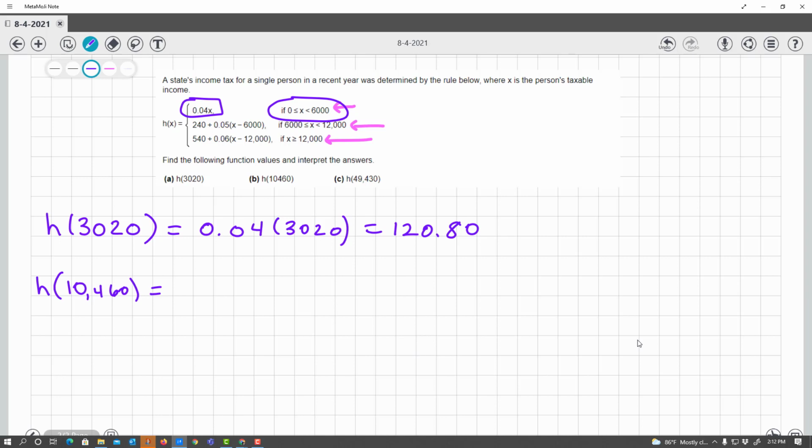Continuing on with these, again, you just have to make sure that you are in the right interval. So let's clean that up because it's in my way. And now I can see here that if I have 10,460, it looks like I'm in this interval. So I'm going to use this equation.